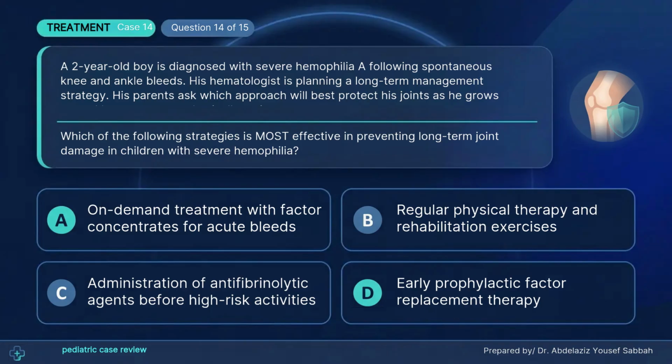Option A, on-demand treatment with factor concentrates for acute bleeds. Option B, regular physical therapy and rehabilitation exercises. Option C, administration of antifibrinolytic agents before high-risk activities. Option D, early prophylactic factor replacement therapy.